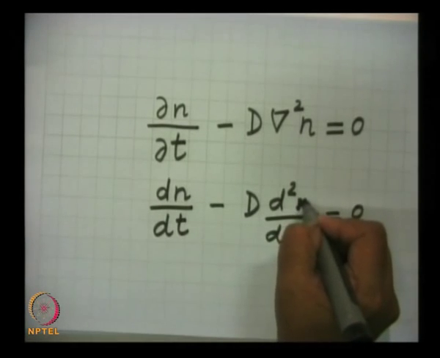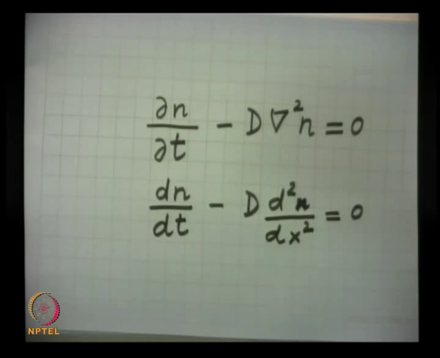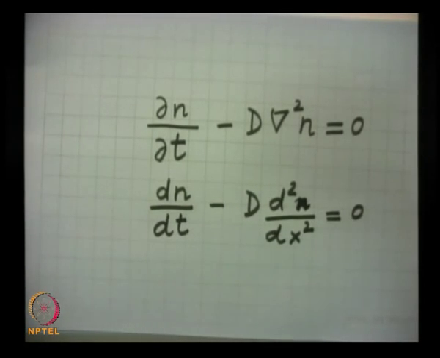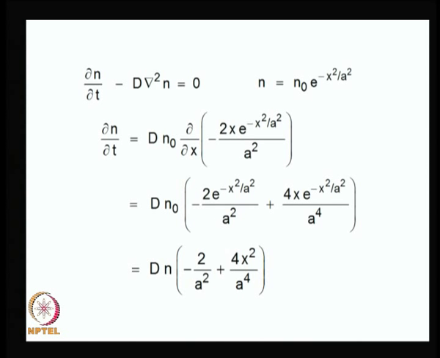This is n. So, all we need to do is find out d square n upon dx square. I hope it is clear to you that this is n. We find out the value of d square n upon dx square, and let us see what happens. So, what we need to do is differentiate this expression with respect to x twice, and this is what we get. These are 3 terms shown here. When you differentiate it once, you get these 2 terms, minus 2x e raised to the power minus x square by a square upon a square.